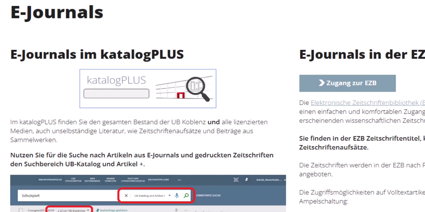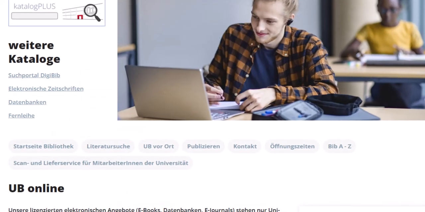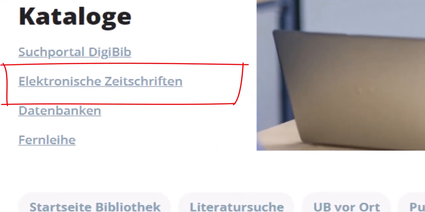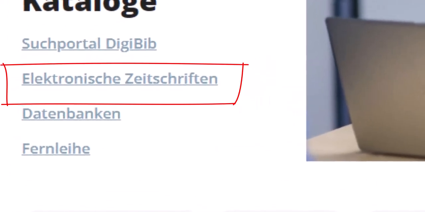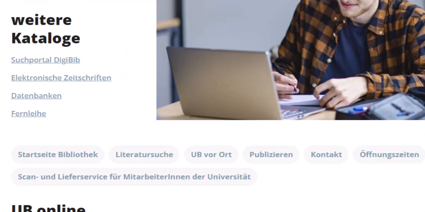The same applies to e-journals. In the case of electronic journals, we sometimes have access to all volumes and sometimes only to some of the volumes. The EZB, the Electronic Journal Library, offers a comprehensive overview. DBIS, our database information system, provides an overview of the databases available to you via the University Library.